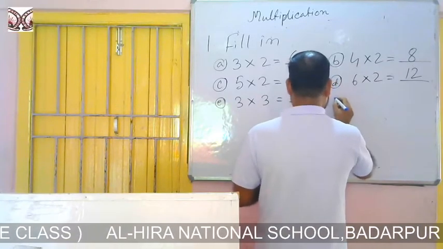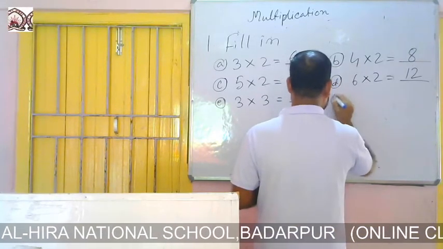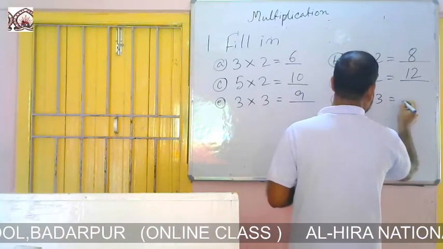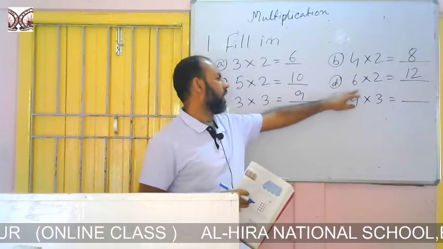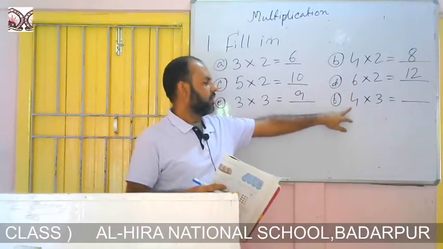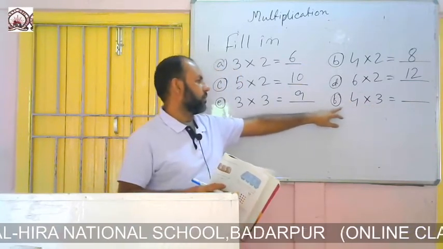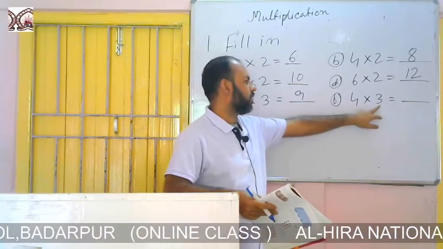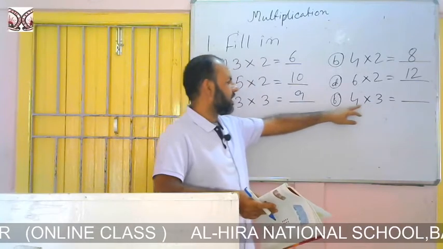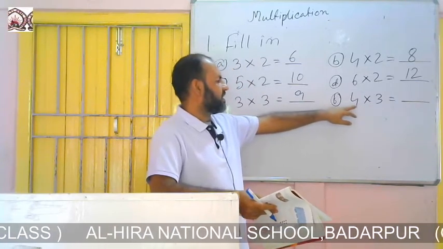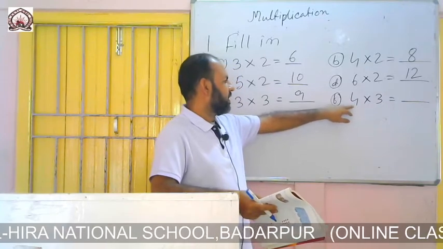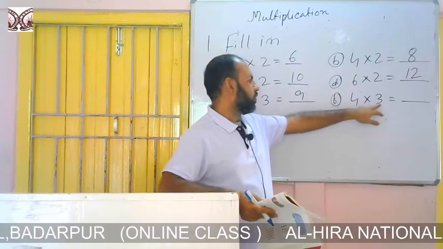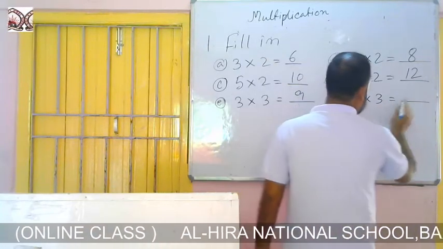Question number F, 4 into 3. We count table number 4, 4 1s are 4, 4 2s are 8, 4 3s are 12. If we count table number 3, then 3 1s are 3, 3 2s are 6, 3 3s are 9, 3 4s are 12. If we count table number 3, then up to 4, and if we count table number 4, then up to 3. So 4 3s are 12.